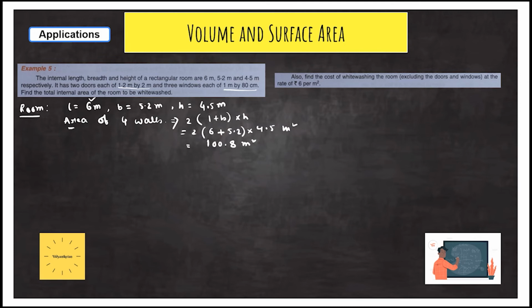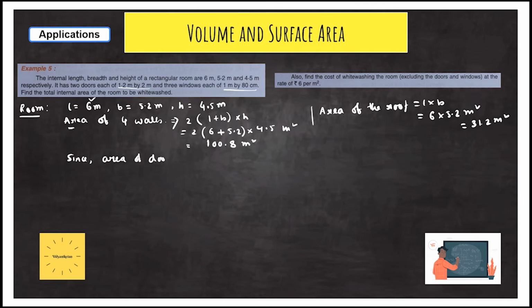Area of the roof is equal to L into B, which is 6 into 5.2 meter square. This is becoming 31.2 meter square. So this is the area of the roof. And area of the door is equal to 1.2 into 2 meter square. So this is 2.4 meter square.